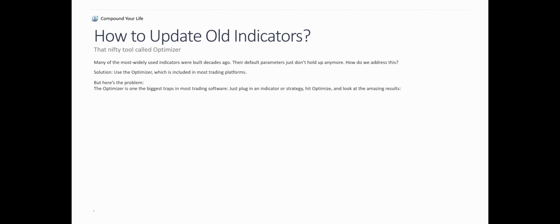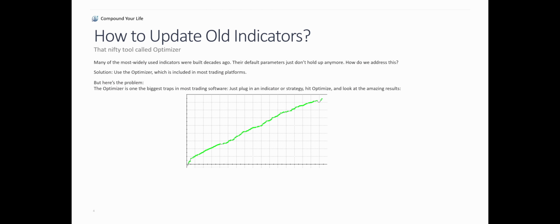The problem is that the optimizer is one of the biggest traps in trading software, because what you'll do is hit optimize and it'll find the best value. And depending on the indicator and what you're looking at, it might produce something like this, which is just insane. There's almost no drawdown. It's just constantly making new equity highs, which is what all those little green dots are.